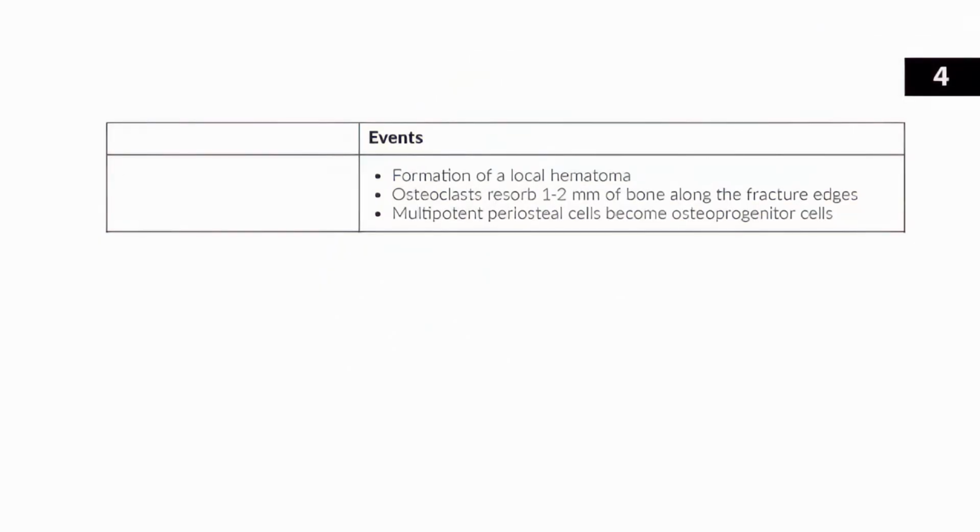The first phase of bone healing is the inflammatory or reactive phase. In this phase, there's a hematoma that forms, and then osteoclasts move in to resorb 1 to 2 millimeters of bone on each side of the fracture. This takes a few days, which is why fracture lines often show up better on x-rays taken a week after the fracture rather than immediately after a fracture. And the space between the 2 faces of the bone is basically filled in with granulation tissue. And then multipotent cells from the periosteum move in and are converted to osteoprogenitor cells.